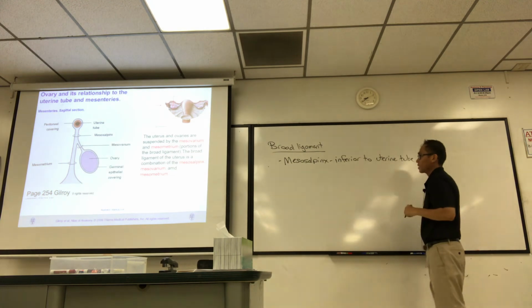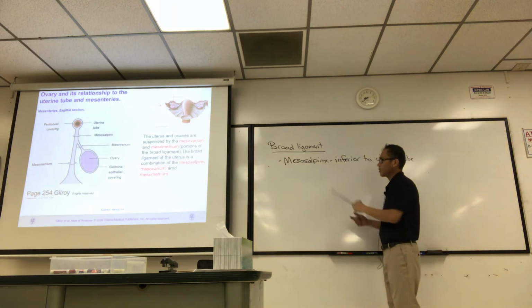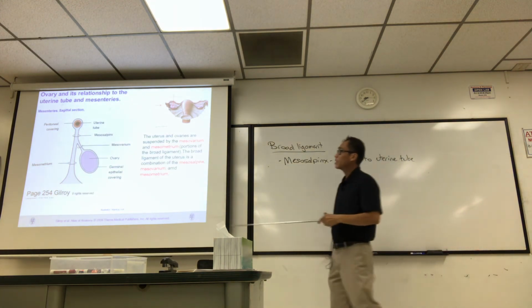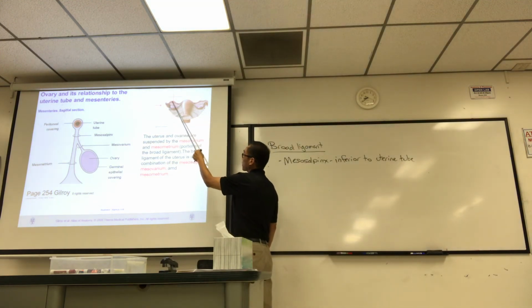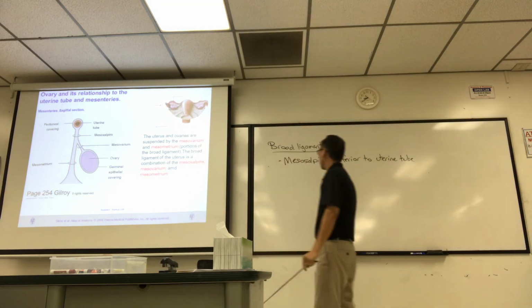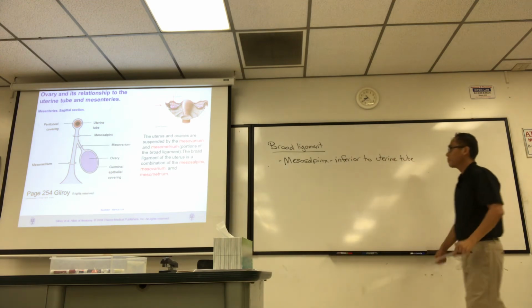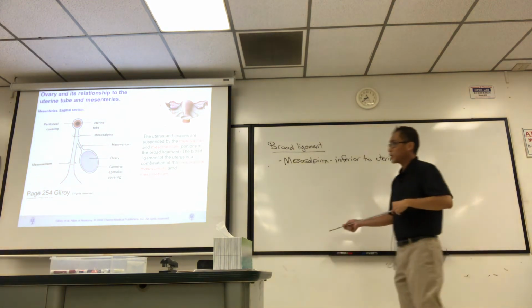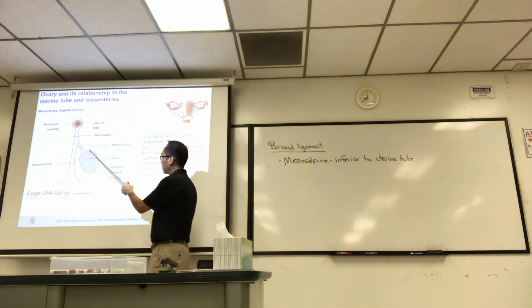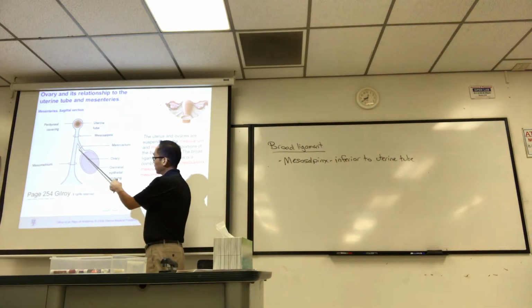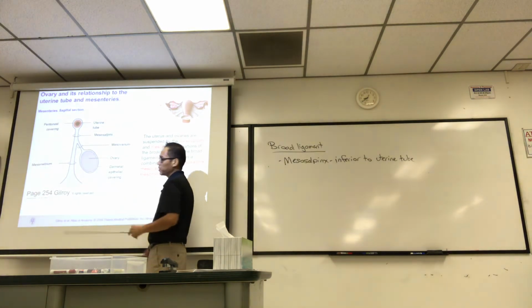Salpinx means trumpet, because I guess they think the uterine tube looks like a trumpet. Then the pinching right above the ovary. Okay, here's the peritoneum covering the ovary, but where it pinches above it, it's called the mesovarium.